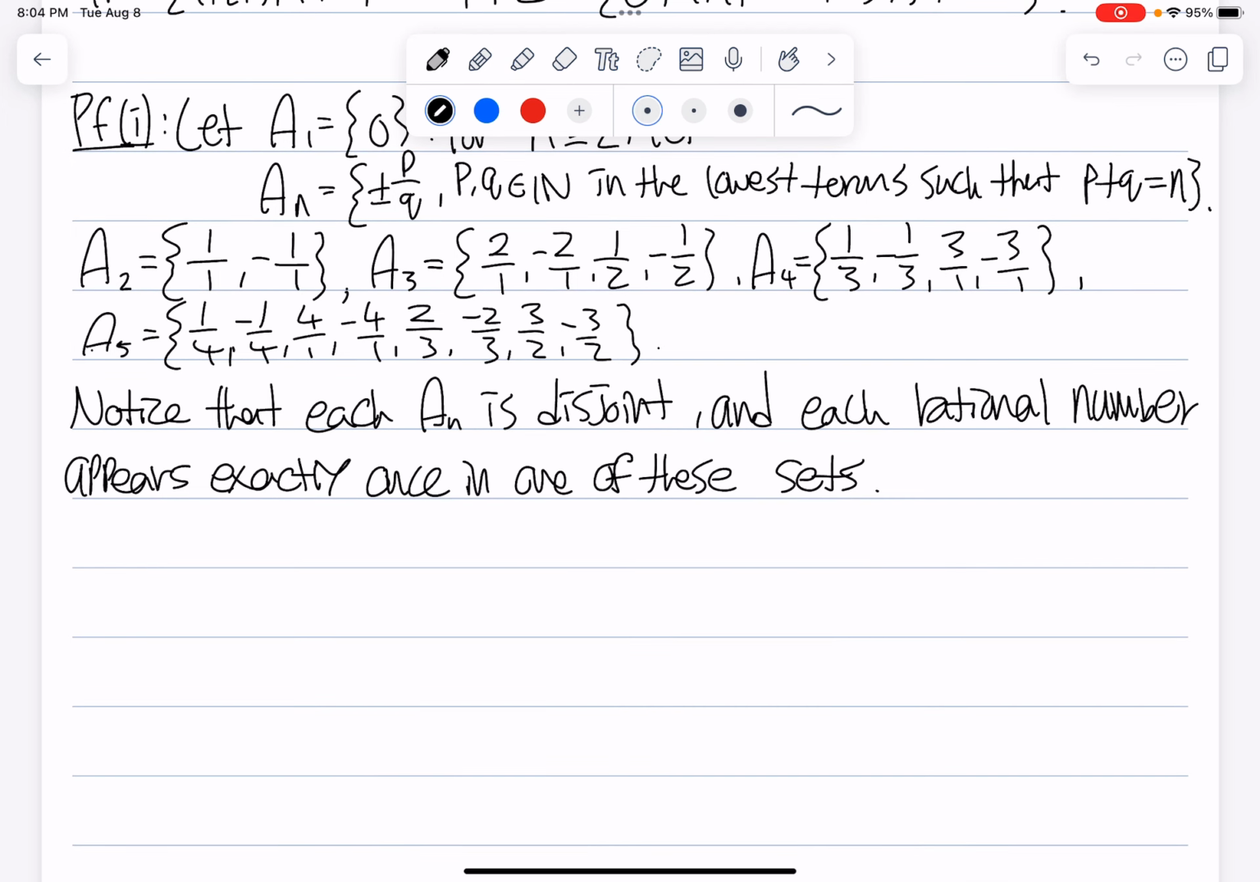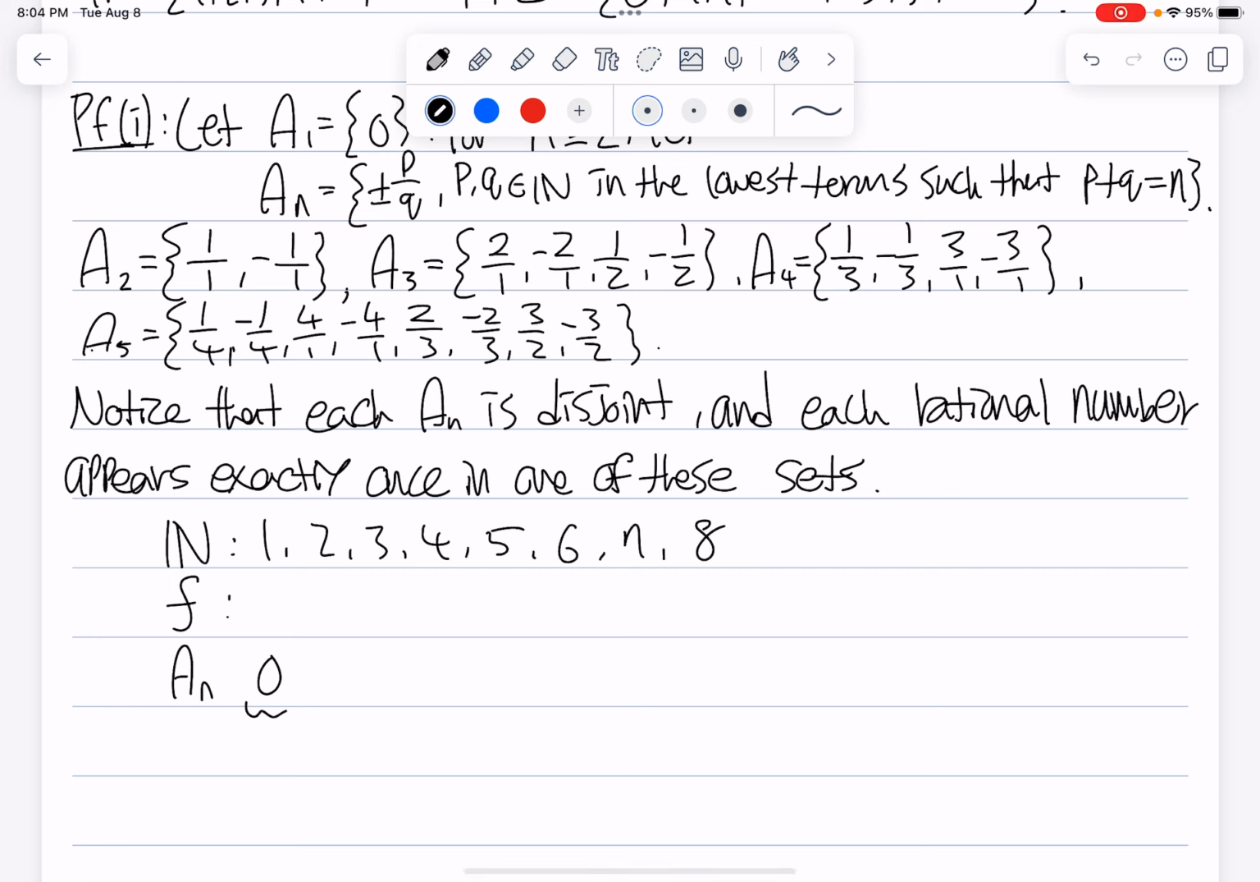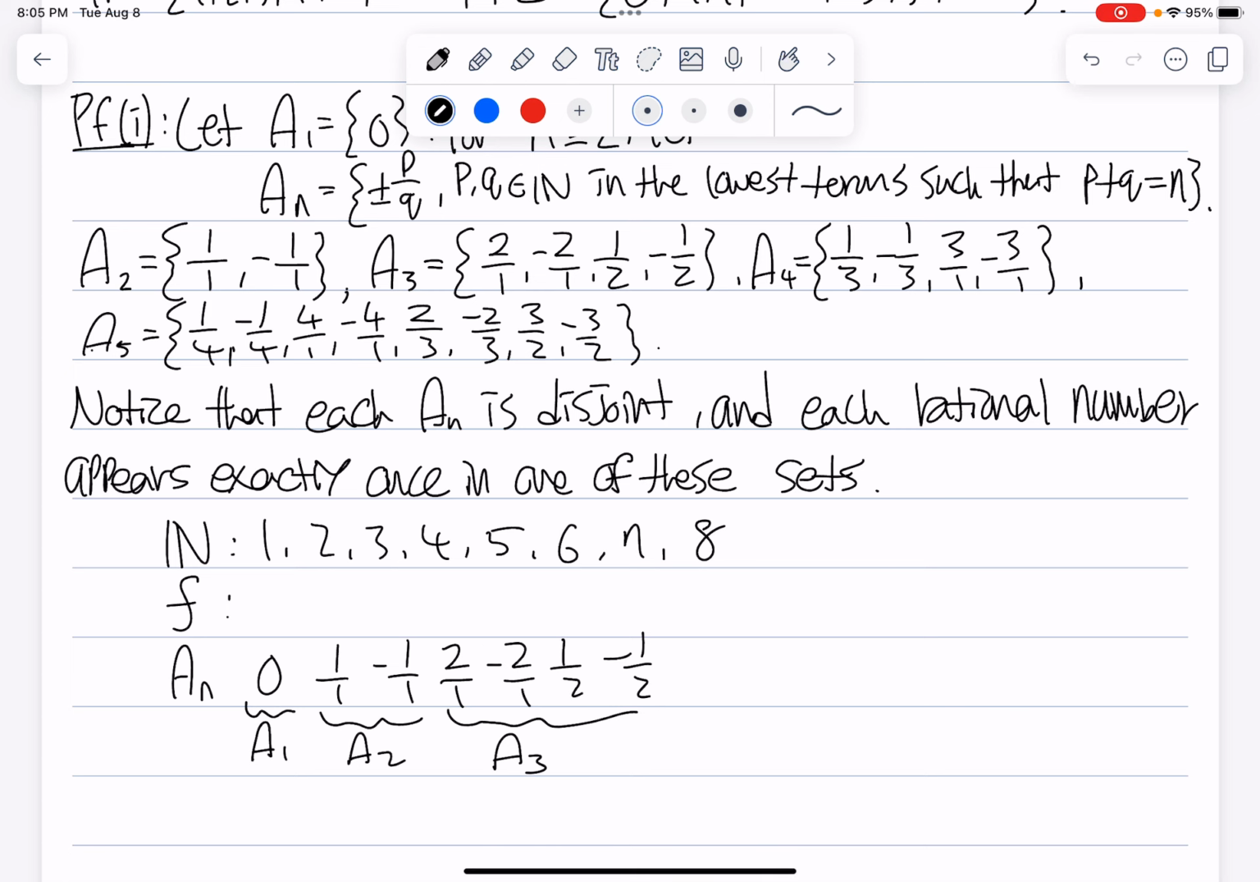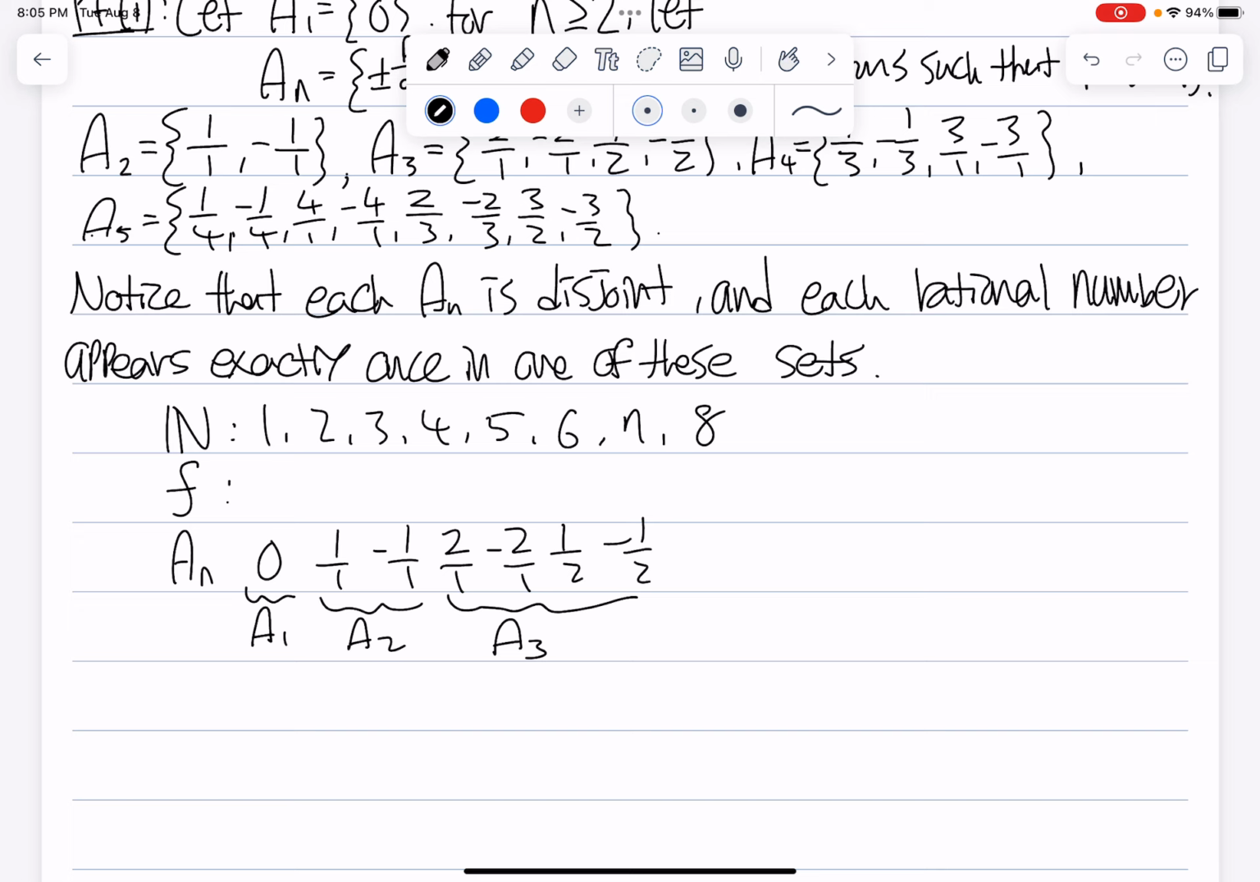So it would look something like this. We have the natural numbers that go 1, 2, 3, 4, 5, 6, 7, and 8. And then we'll call this mapping function f. And then we can map onto a, an. So we'll start off with 0 because that's a1. And then 1 over 1 and negative 1 over 1, that's going to be a2. And 2 over 1, negative 2 over 1, 1 over 2, negative 1 over 2, that's going to be a3. And see, we can do this for all of the an's. And we just found a one-to-one correspondence between the natural numbers and the set of rational numbers.